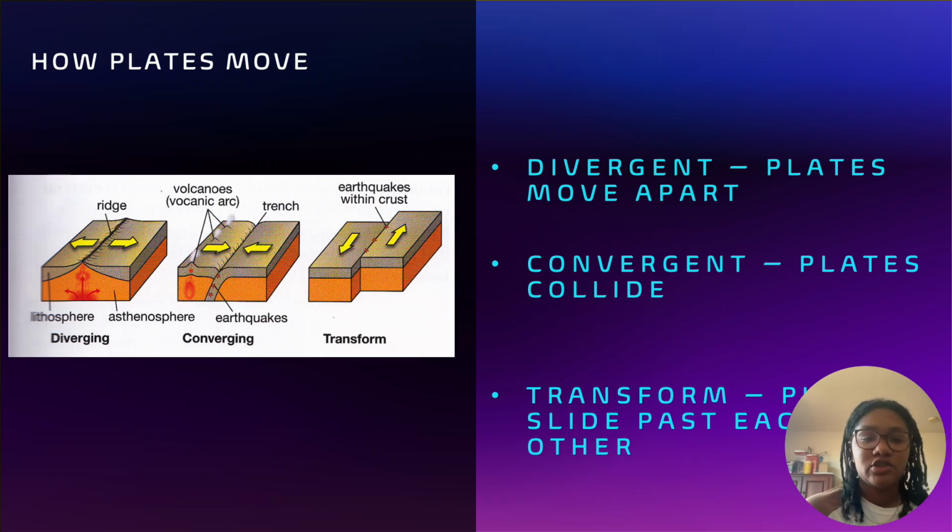The third one is transform boundaries. These plates slide past one another, generating earthquakes. It also shows the lithosphere and asthenosphere, volcanic activity, earthquakes, and directional arrows indicating plate motion.